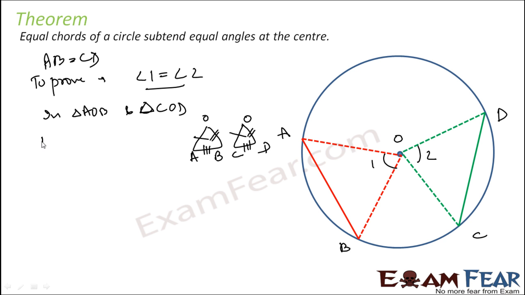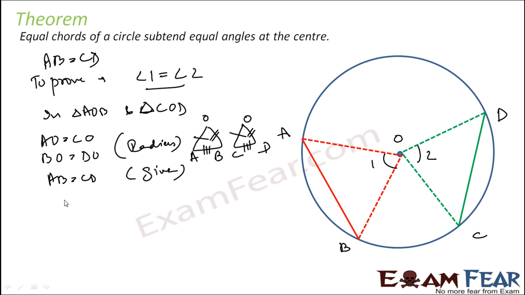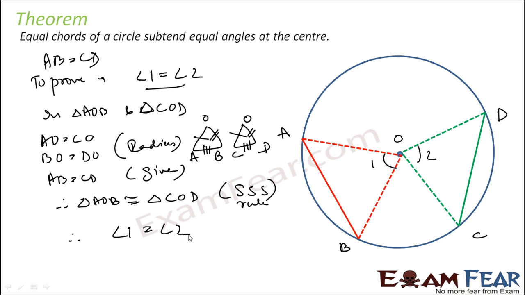So let me write here. AO is equal to CO, BO is equal to DO, right? They are radius. And AB is equal to CD, that is given. Therefore, triangle AOB is congruent to triangle COD by side rule. And if the triangles are congruent, angle 1 will be equal to angle 2. It is corresponding pair of congruent triangles.